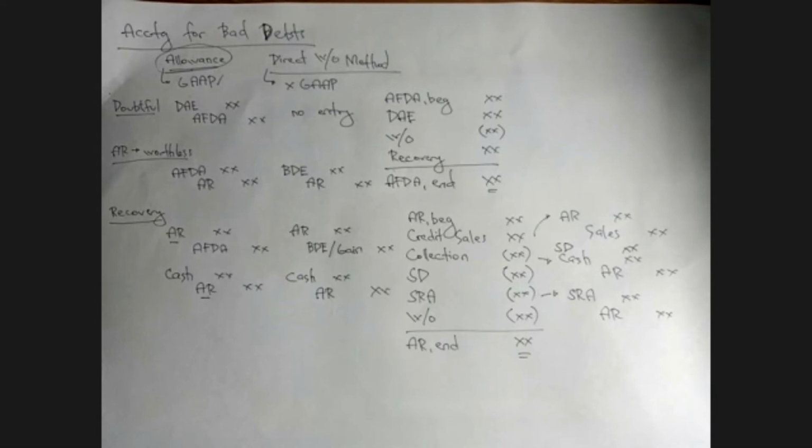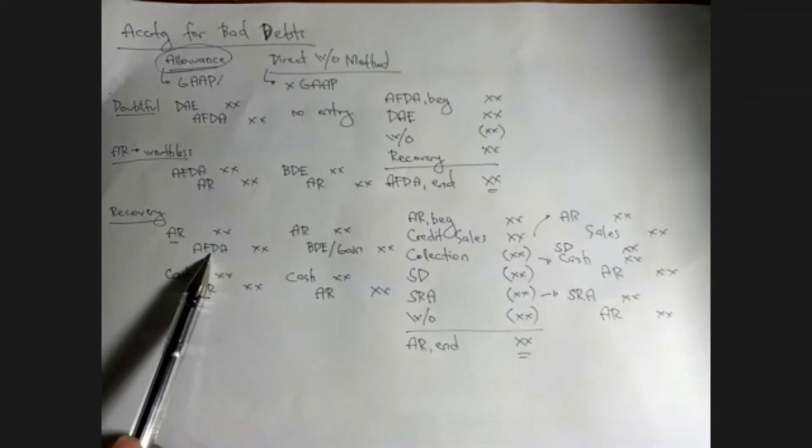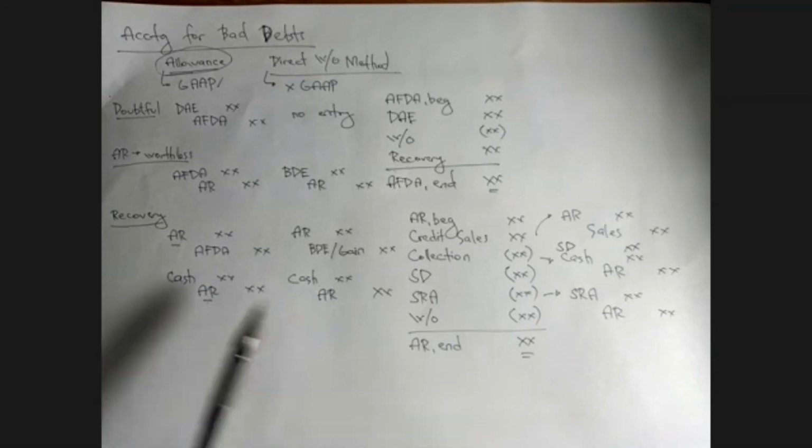Eh, sir, bakit po yung allowance for doubtful account na apektuhan? Kasi kinredit mo siya and then at the same time, hindi mo naman siya dinebit dito. So, recovery will not affect AR, but it will affect the allowance for doubtful accounts at the end of the year. So, these are the useful formula on how to compute the AFDA at the end as well as the accounts receivable at the end of the year.